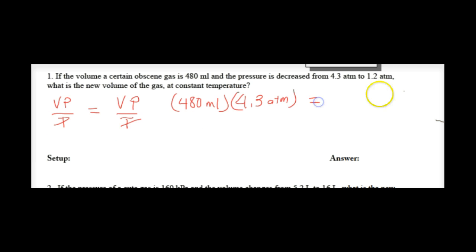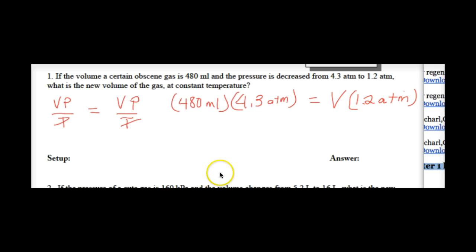We're not going to be using temperature in this problem because it's held constant. And you set it equal to the new situation. So the pressure is what changed, and you want to find out what the new volume is. So you put your volume over here, because that's your question mark, and you put your new pressure over here, 1.2 atmospheres, and then you solve like we've been solving.